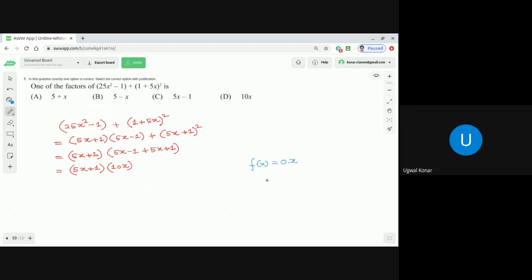Now how many zeros it has? You find the value of f(1). f(1) is equal to 0 into 1. That is equal to 0. So it's C, any real number, right? Yeah, any real number is a solution to this one. Okay.